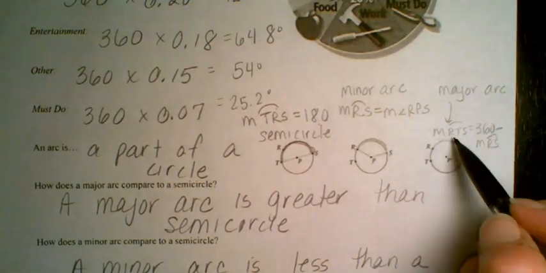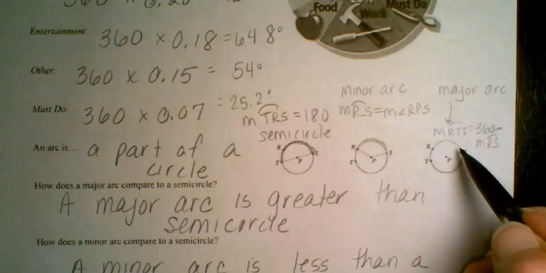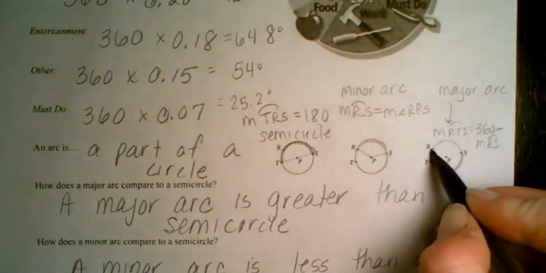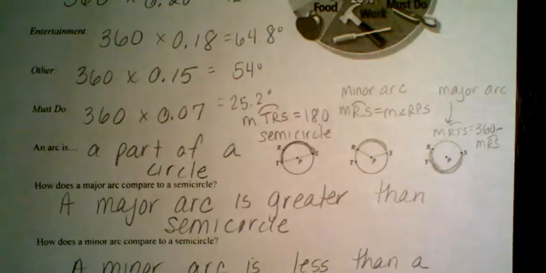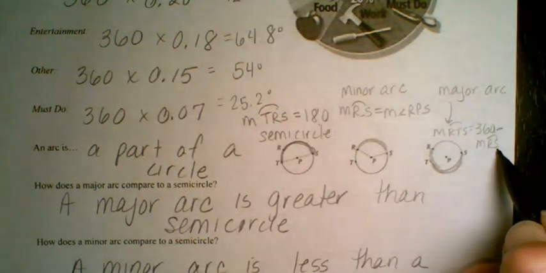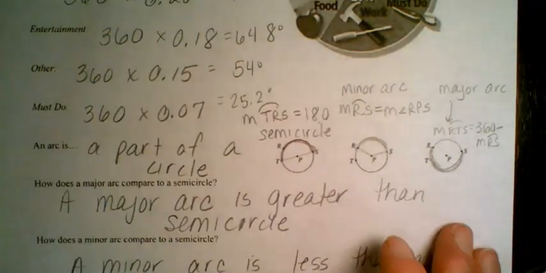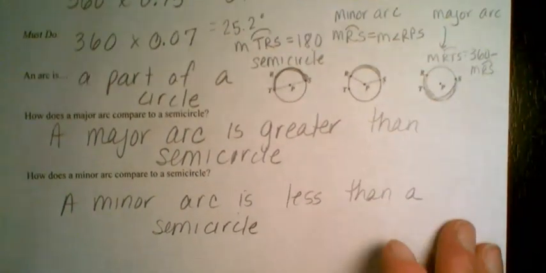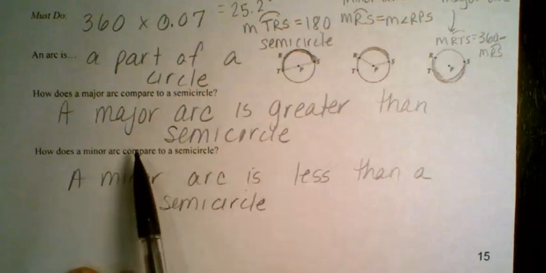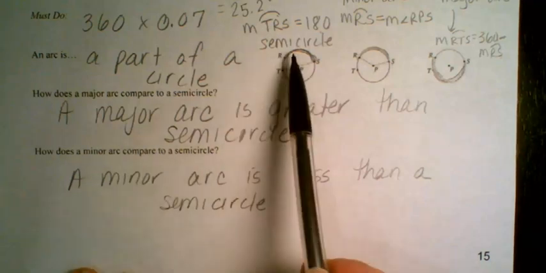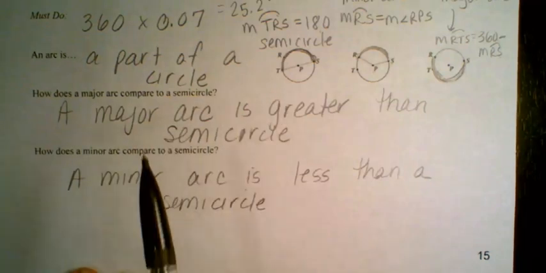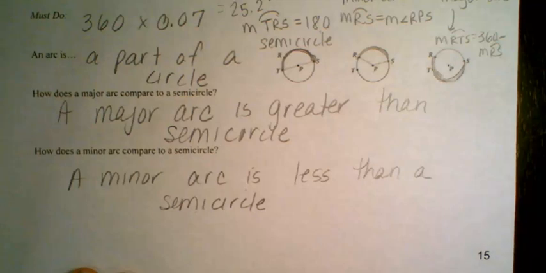Here it's asking for the measure of RTS. It's more than half of a circle, but we can find it by taking 360 degrees and subtracting out RS. So how does a major arc and minor arc compare to a semicircle? Well, a semicircle is always half of a circle. So a major arc is greater than a semicircle, and a minor arc is less than a semicircle.